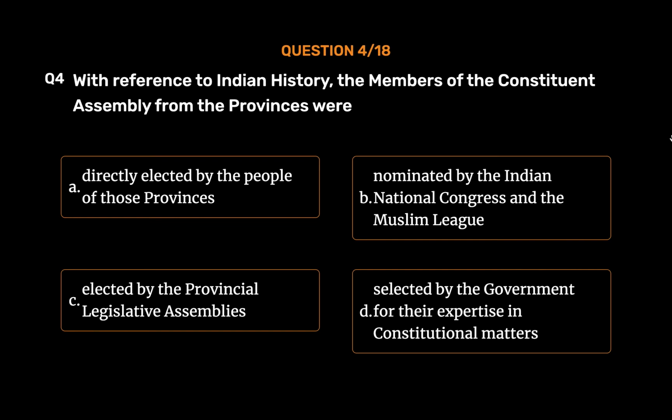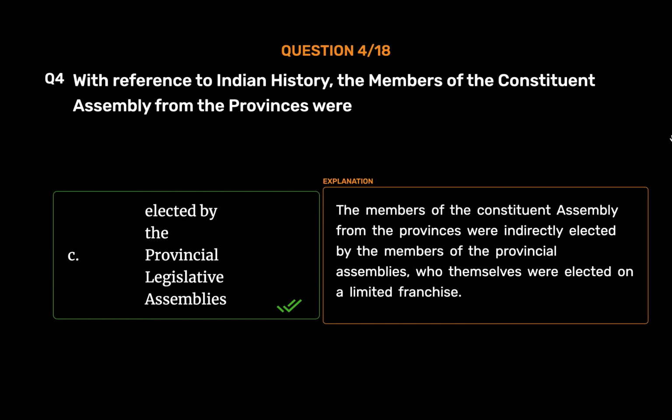The correct answer is Option C. Elected by the provincial legislative assemblies. The members of the Constituent Assembly from the provinces were indirectly elected by the members of the provincial assemblies, who themselves were elected on a limited franchise.